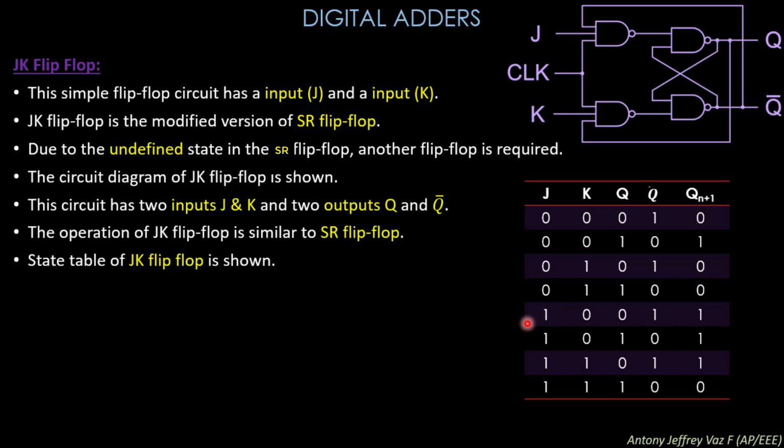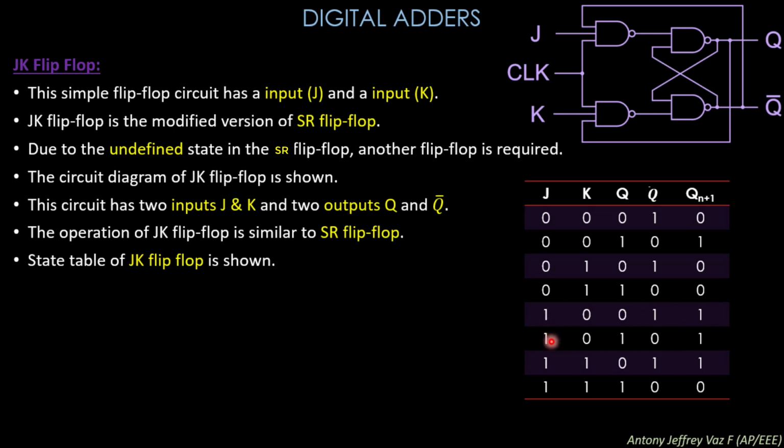In the next level of input, you have the next two values 1 and 0. Here the J value is 1 and the K value is 0. So in this stage, you can easily compare that the present states of the two are 0 and 1, but the next state, Qn plus 1, is 1.